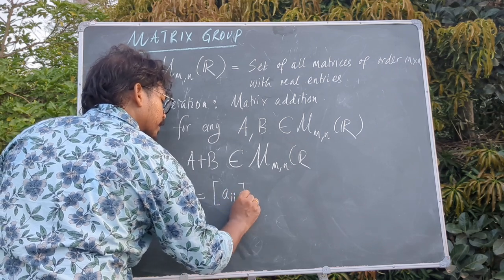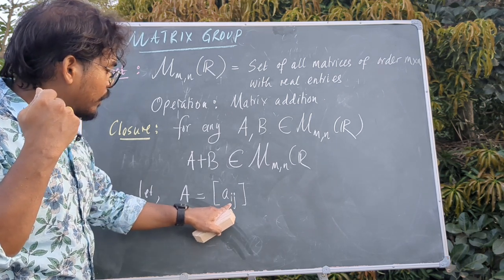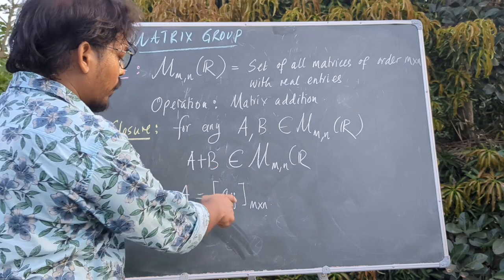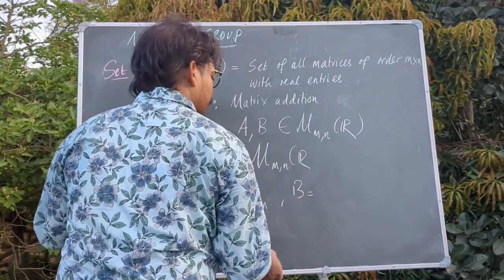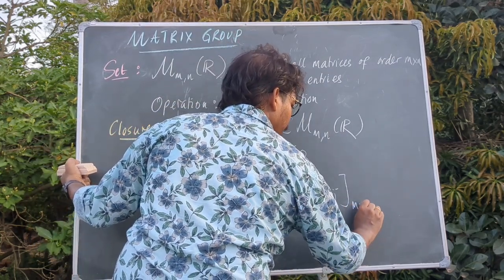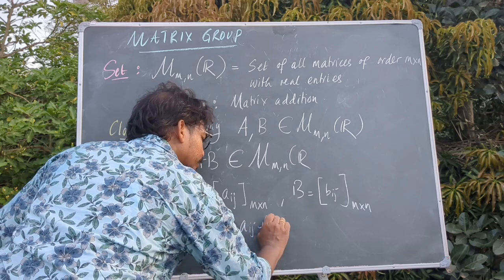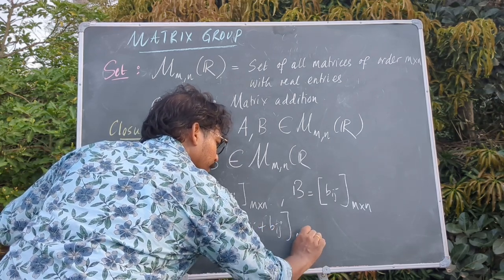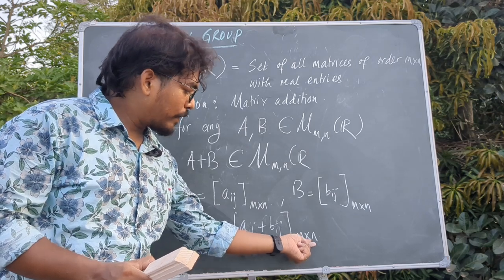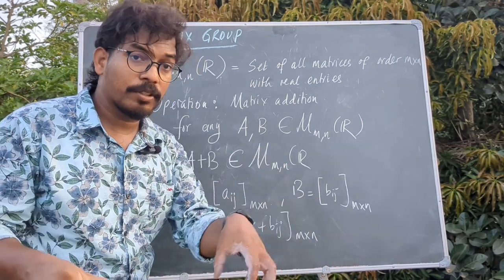I am writing in the element form, this Aij, this is the element of the matrix A in ith row and jth column, and we have the order m by n, and B is Bij. What is A plus B? A plus B is Aij plus Bij. So A plus B is also a matrix of order m by n. This is the definition of matrix addition. We'll just add the component wise elements of the two matrices.